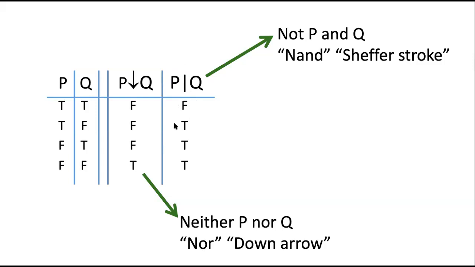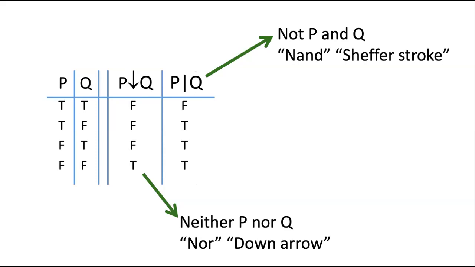The truth function for NAND is just the negation of and, so it's false on the top row and true otherwise. If you need a mnemonic device, here's my tip for you. Notice the point of the down arrow sort of looks like the wedge of a disjunction, the or symbol. And that might help you remember that this truth function has something to do with or. It's the negation of or. And the NAND, the Sheffer stroke, is the other one, the negation of and.